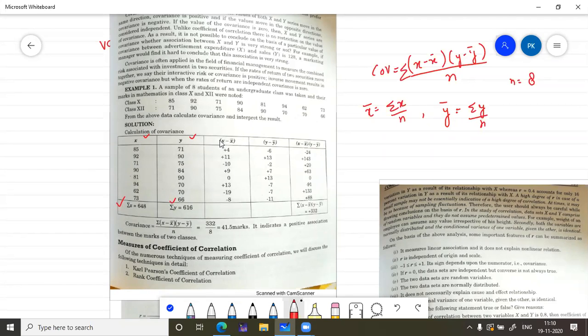And then we evaluate the deviations from the mean, for x and for y, and the product of x minus x bar and y minus y bar, because it is required for evaluating the covariance here. Find its sum, and after evaluating the sum, substitute it in the covariance formula: summation of (x minus x bar)(y minus y bar) by n. So you get 41.5 marks. So it indicates a positive association between the marks of the two classes. That's it.